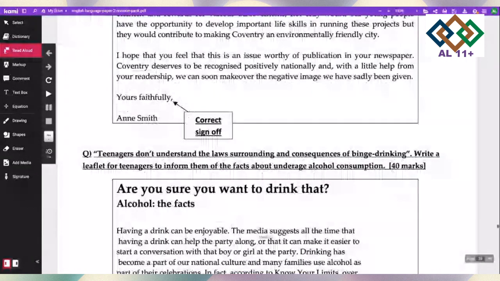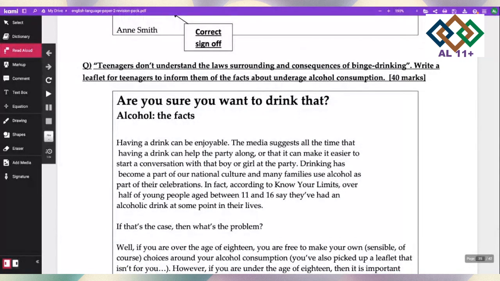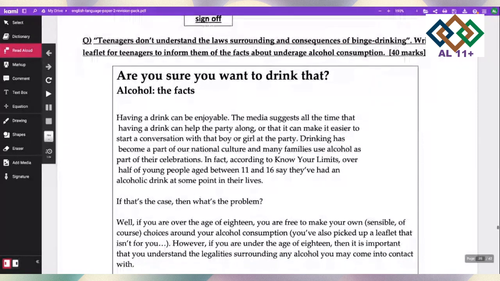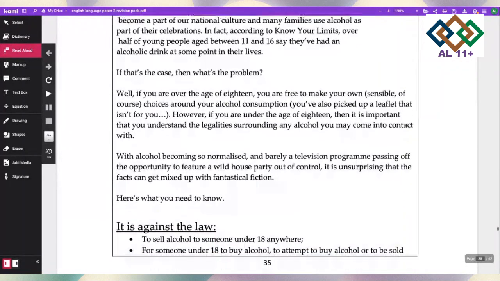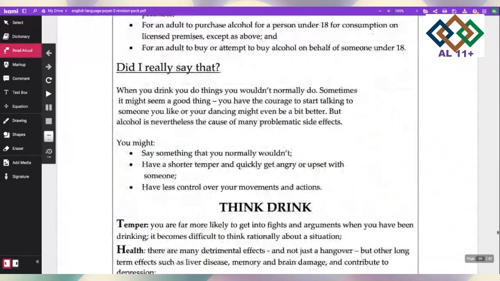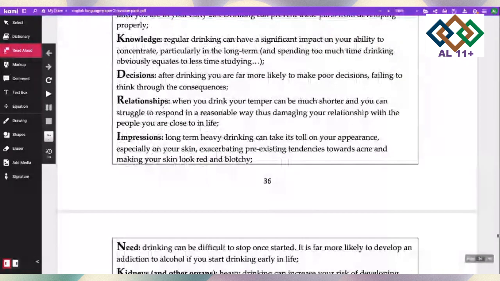You could do that. Another one is that teenagers don't understand the law surrounding and consequences of drinking, because they like drinking a lot when they go to parties and things like that. And you have to write a leaflet for teenagers to inform them about the facts about underage alcohol consumption. So, I mean, you should not drive when you are having alcohol. This is something all of you should make sure of. So, these are things you could think about when you're writing tomorrow.